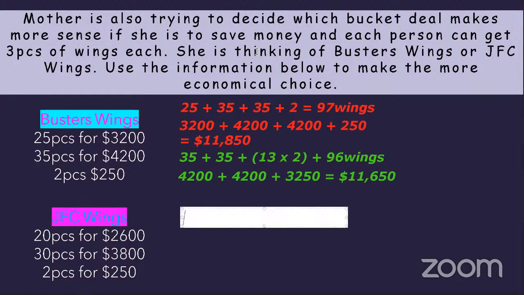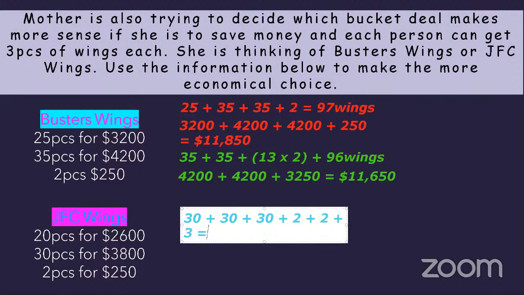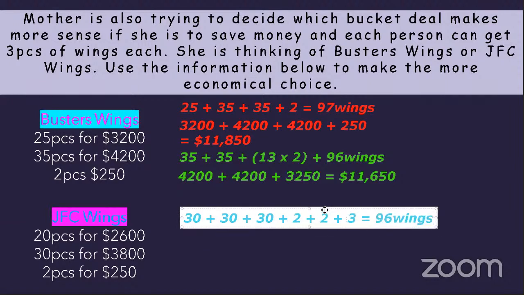So let me change up this little color here. She says 30, so we're going to have 30 plus 30. We're going to add 30 three times. Of course, you can go ahead and do your multiplication. And then we're going to add the 2 three times, because this will give us 96, she says. And I agree, it will give us 96. So we can definitely work with that. 96 wings. That is one option.